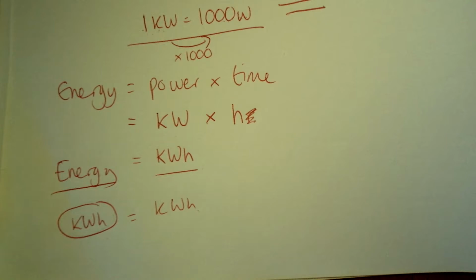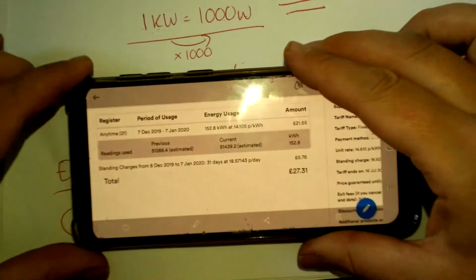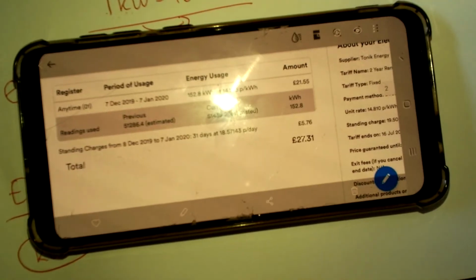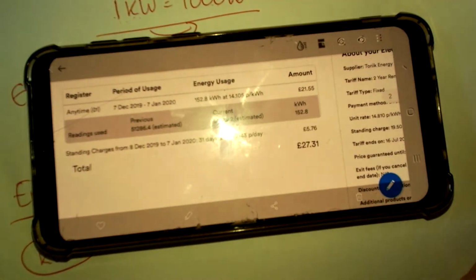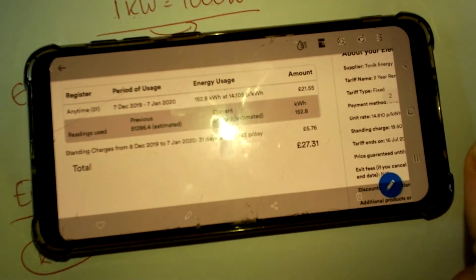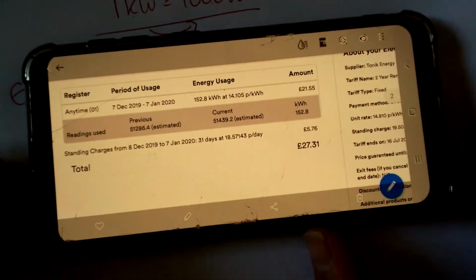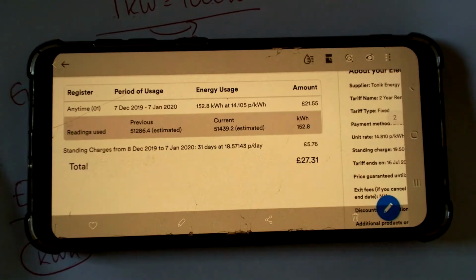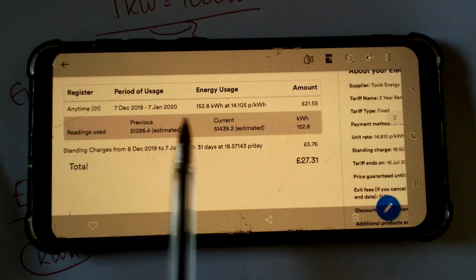Now I thought it might be a good idea at this point to show you my own fuel bill so that you can see what I mean. Okay, so let's just have a look at that. I'm going to switch this light off so you can see it. It's reflecting at the moment. Switch off. There we go. Right, so there's my fuel bill from December to January.